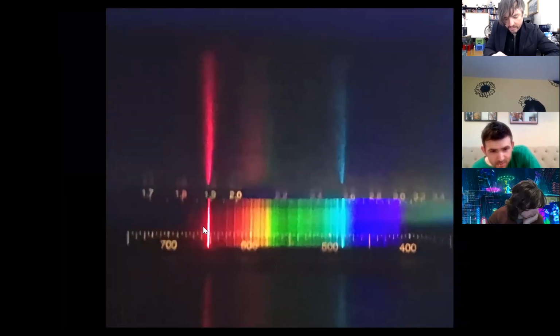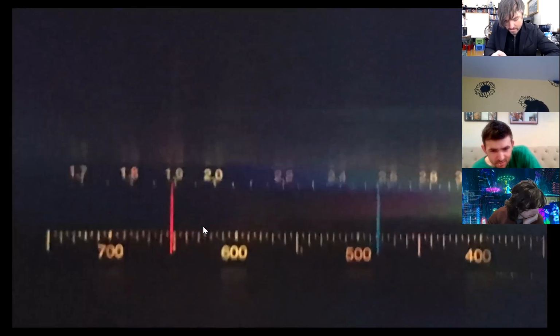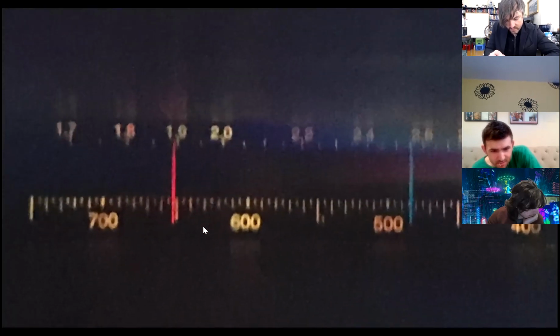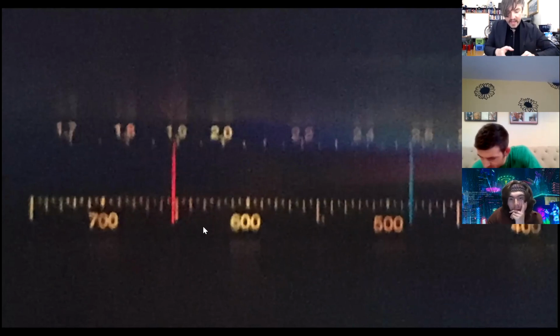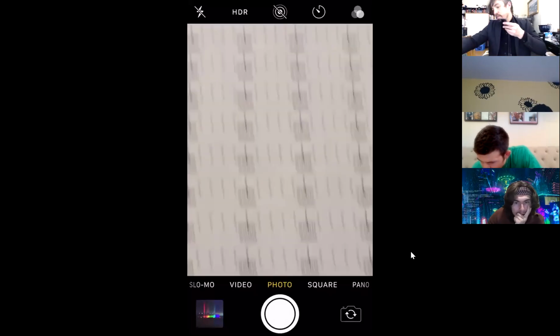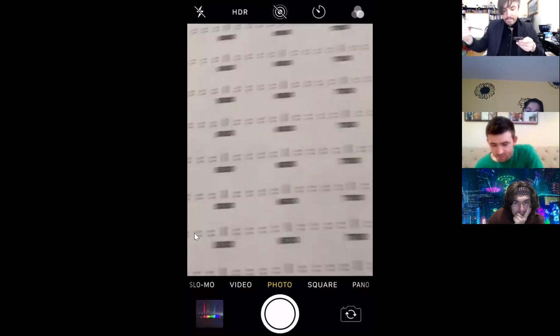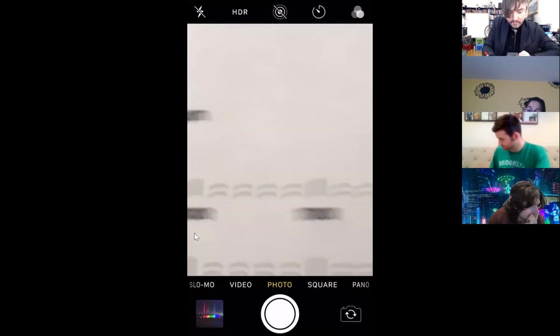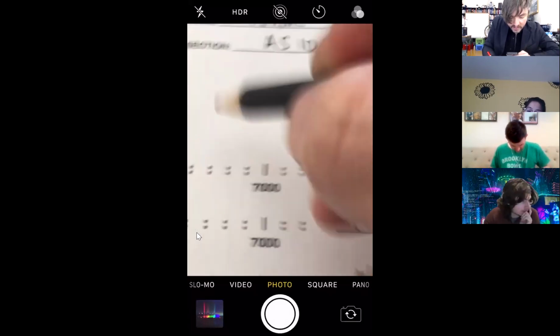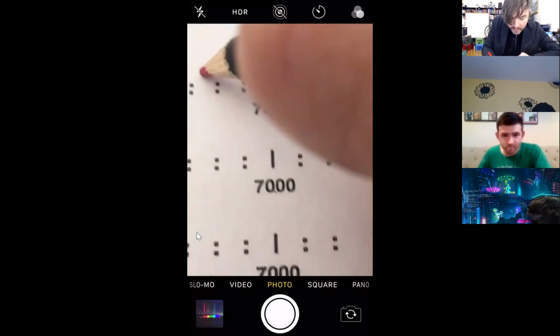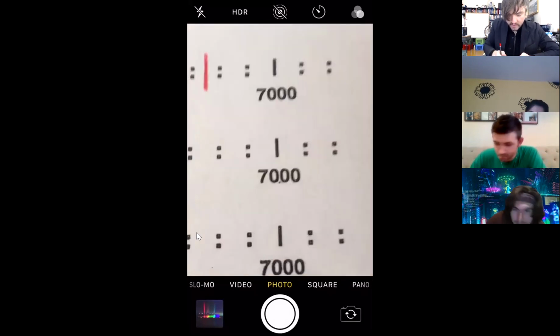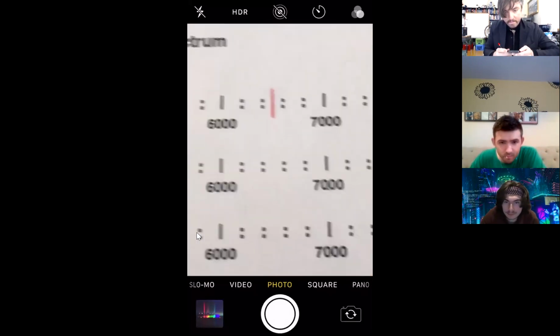It's a little blurry because my phone sucks. Would it be roughly 650? Yeah. So on our page, that would be 6,500, right? So I'm going to take a red emission line for hydrogen. This is 620, 640. And I'm going to make a red emission line right at 6,500.